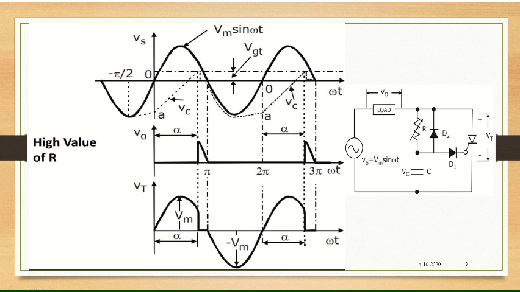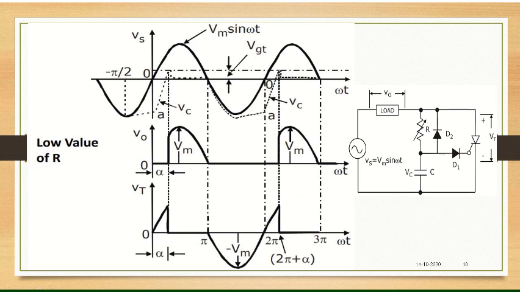Let's observe what happens if the R value is less. For a low value of R, the product of R and C will now be less compared to the previous condition. So tau will be less, which means that the time taken for the capacitor to charge in this duration will be faster. So it will reach VGT quite faster, which will be triggering or turning on the SCR quicker. Observe the output voltage and the voltage across the SCR here.